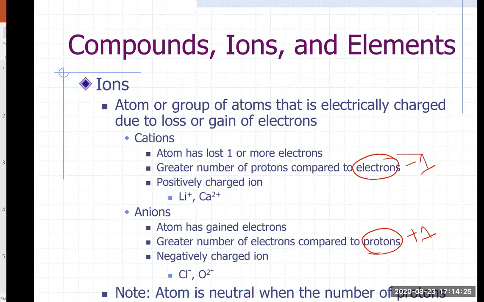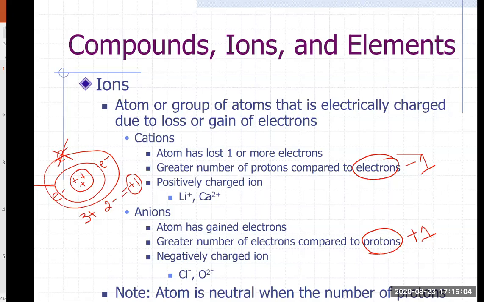So if we look at lithium, for example, lithium has 3 protons, and in its electron cloud, it has 3 electrons. Now, let's suppose that lithium loses one of those electrons. Let's just take that one away. You can see now that there are 3 protons, so we have 3 positive charges, and there are 2 negative charges. So 3 minus 2 leaves us with a +1 overall charge on that ion.